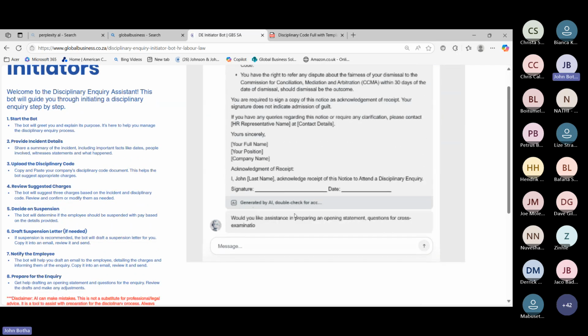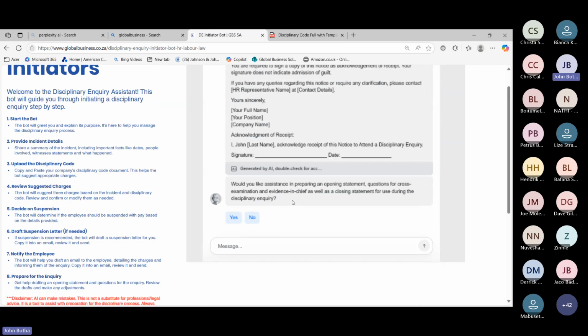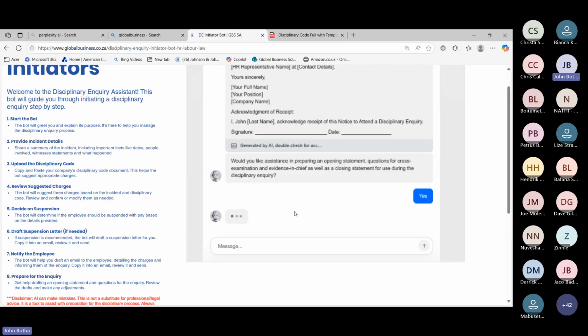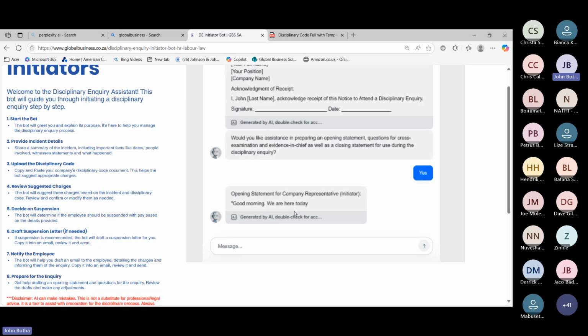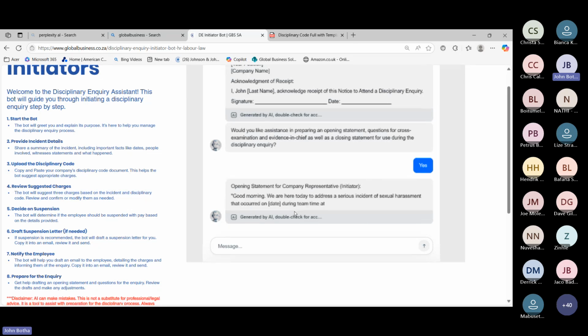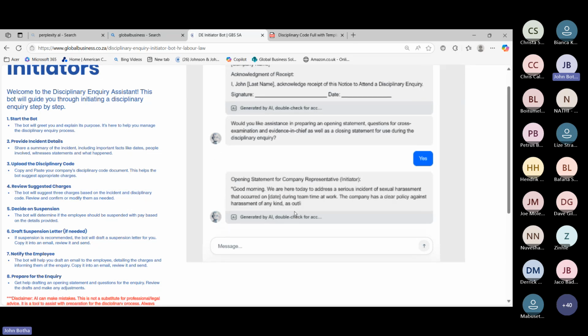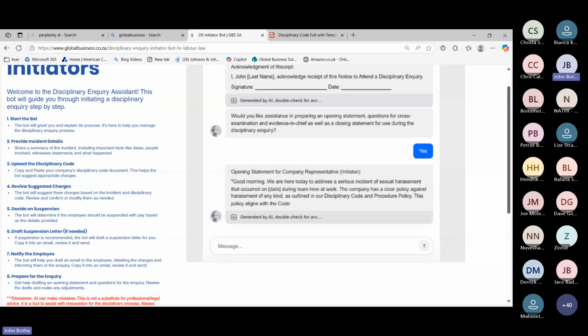Then the robot asks me, do I want assistance in preparing an opening statement, cross-examination, and evidence in chief? I say yes. Of course, as I've just said, if you're a small company, it would say, would you like assistance in preparing a template for dialogue and reflection? Remember, that was the wording in the actual code of good practice on dismissal.